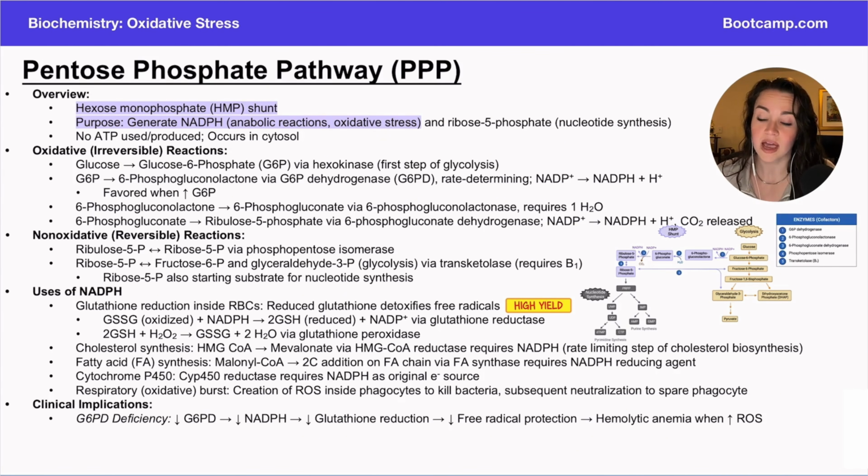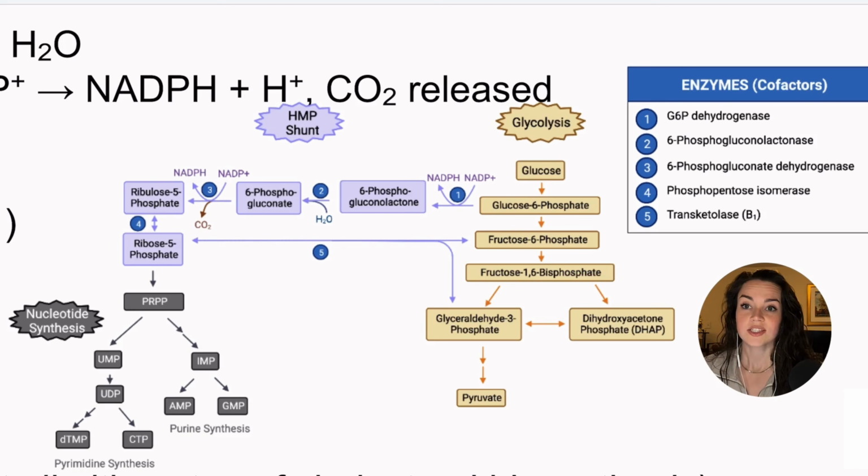The other thing that this pathway produces is ribose 5-phosphate, which is implicated in nucleotide synthesis. And this pathway is all happening free of ATP usage. So no ATP is going to be used. It's also not going to be produced. And this is all going to happen in the cytosol. So let's take a look at our image here.